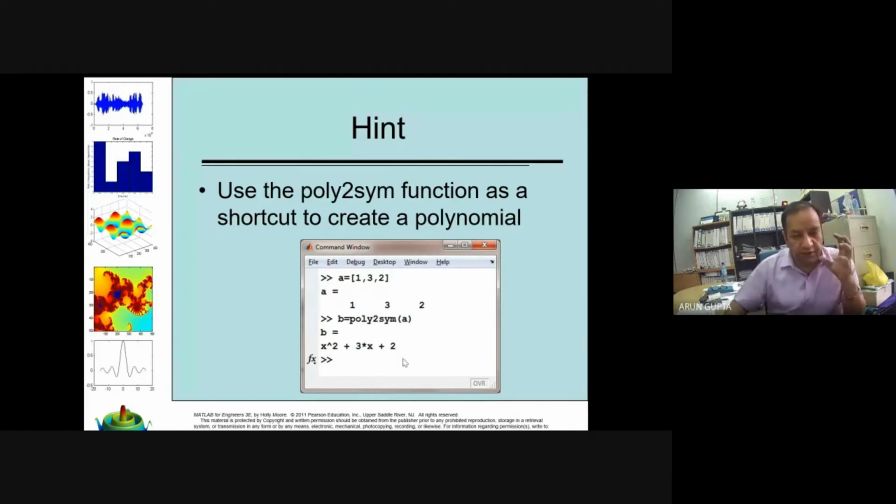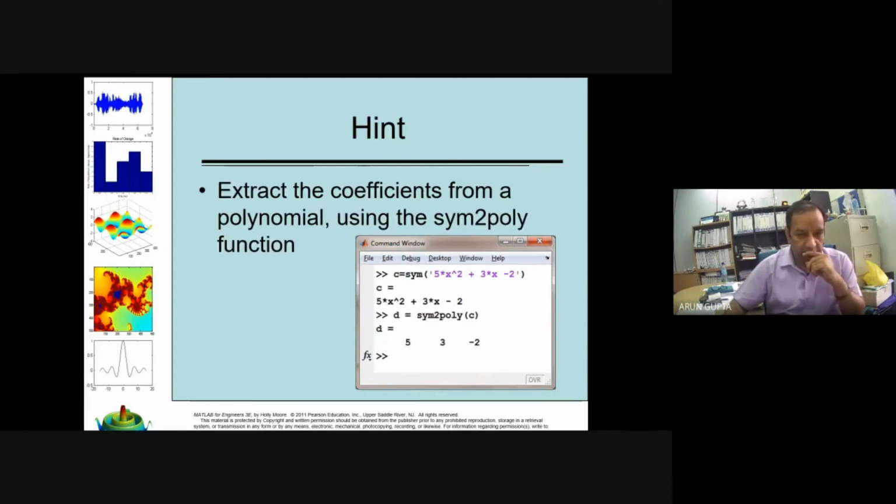Okay. Second one, we can do the opposite. We can give the polynomial equation, and we can ask MATLAB to extract the numbers. Like in this example, you can see that you have given the polynomial equation 5x squared plus 3x minus 2, and then you ask it to extract the numbers. So it will extract 5, 3, minus 2. So that is sym2poly. Earlier was poly2sym, this one is sym2poly.